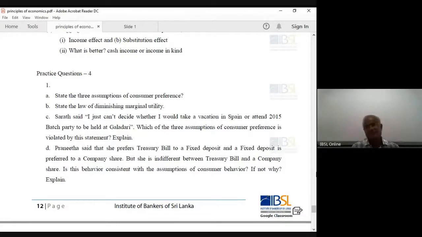Completeness. Assumption of completeness. Because what is completeness? Given any 2 situations, the consumer should be able to rank. A is preferred to B: going to Spain is better than attending this batch party. B is preferred to A: attending the batch party is better than going to Spain. Or A and B are indifferent: same utility. Now this guy says actually, I can't decide. So which assumption is violated? Assumption of completeness. Part D.